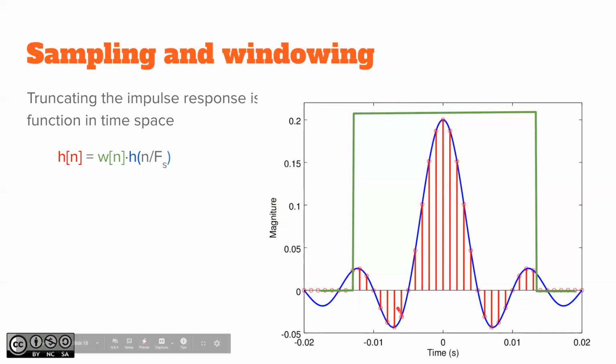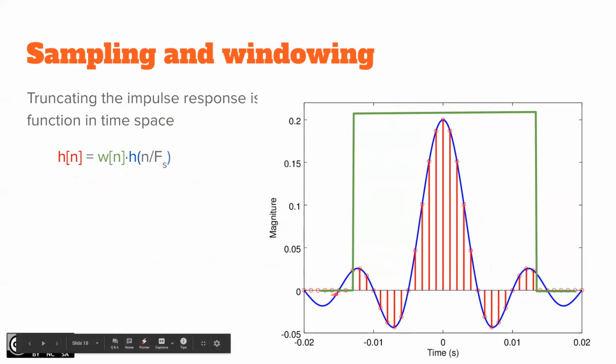And here, the blue one is the continuous sinc. The green one is the window, in this case a rectangular window. And then we have the h of n. Why do I have h of n divided by fs? This is an artifact. Sorry about that. I need to fix that at some point.